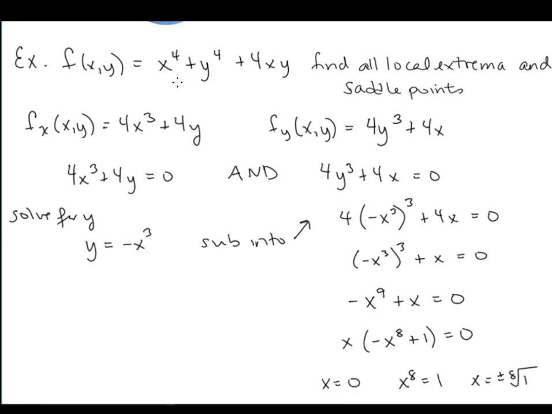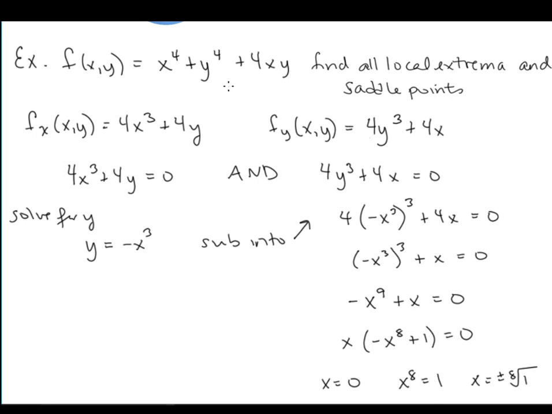f(x,y) is equal to x to the fourth plus y to the fourth plus 4xy. Again, we're looking for all local extrema and saddle points. We take our x partial and our y partial, and remember that we need our x and y partials to be 0 at the same time. So our x partial derivative is 4x to the third plus 4y.